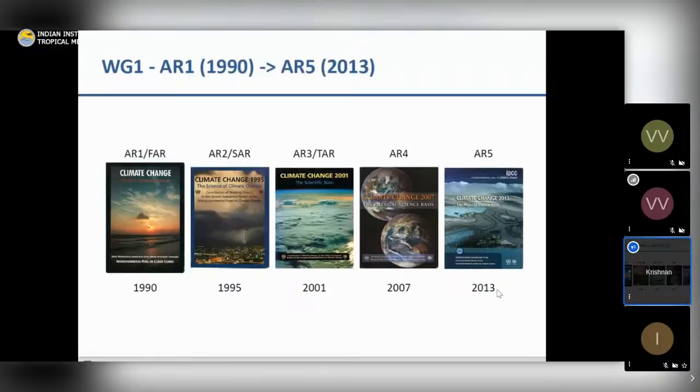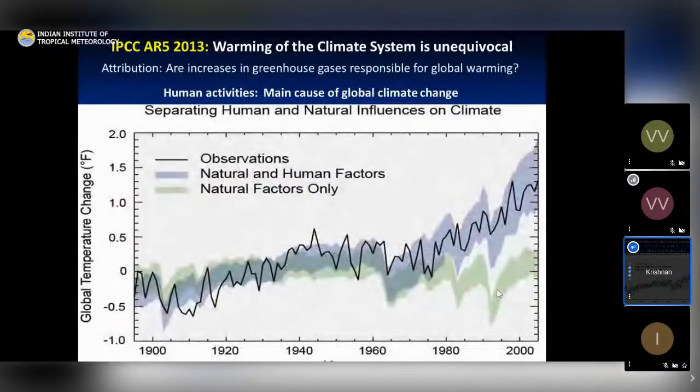They had a series of assessment reports, AR1, AR2 in 1995, then the third assessment report in 2001, and the fourth assessment report, which also received the Nobel Prize along with Al Gore, and the fifth assessment report, the last one, which was published in 2013. And right now we have the sixth assessment report that is in progress and will be released sometime next year. So the series of assessment reports have convincingly shown that this warming cannot be explained just by natural variations. It is the effect of human activity. So there is unequivocal evidence that human activity has been the main cause for this global climate change.